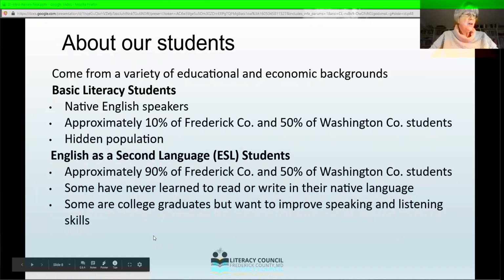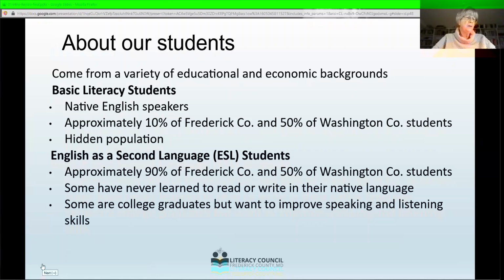You've seen this slide before also, listing some facts about literacy in the US, Frederick County and Washington County. Because our students come from a variety of educational and economic backgrounds and diverse life experiences, one-on-one tutoring is ideal so that each can get the individualized learning that they need. Most of our current students in Frederick County are ESL students, but we do currently have a waiting list for basic literacy students.